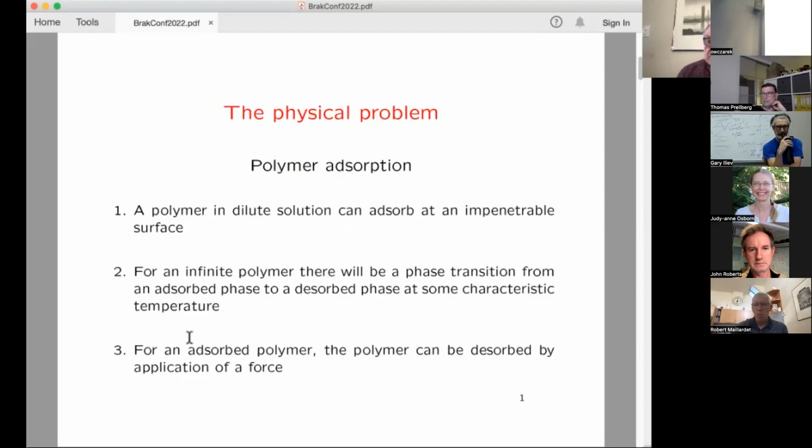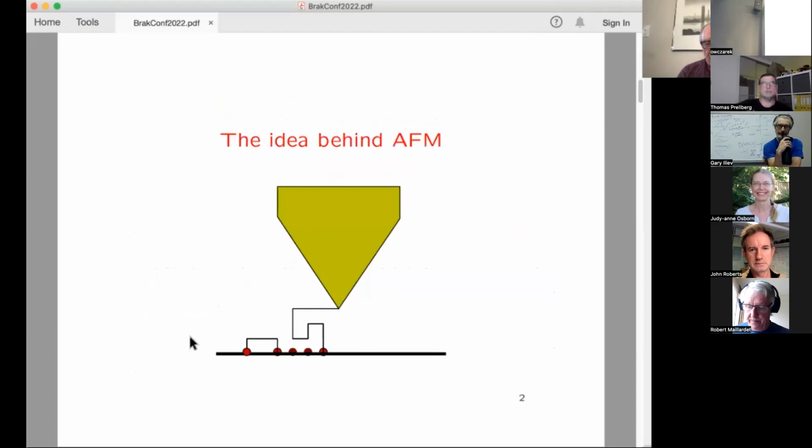Now, if the polymer is adsorbed, it can be pulled off the surface if we apply a force. The way in which you apply a force is by atomic force microscopy. That's the picture I want you to have in mind. Here's a sketch of what atomic force microscopy looks like. The horizontal black line corresponds to the surface. The red dots correspond to monomers of the polymer which are sitting in the surface. The squiggly black line is the polymer, and this triangular object is the tip of the atomic force microscope, which is coming down.